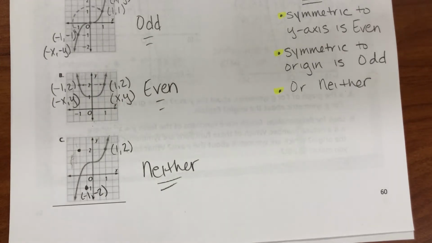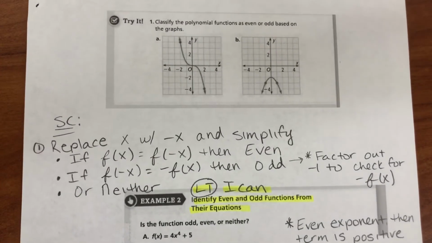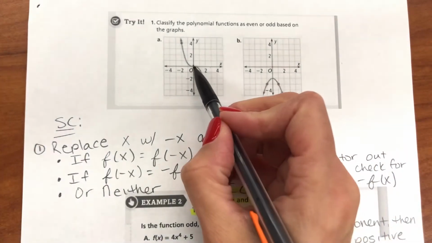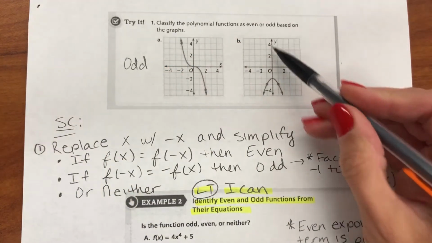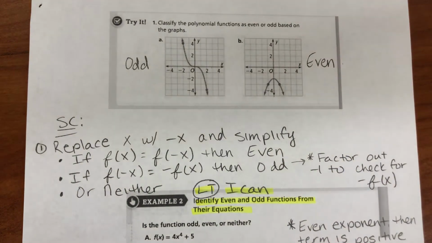And you try it. Next page, page 61. Go ahead and try those two on your own. Pause the video and do that. All right, so A would be symmetric to the origin, so we call this odd, and B is symmetric to the y-axis, and we call this even. So that is how you classify a polynomial as even or odd just based on the graph.